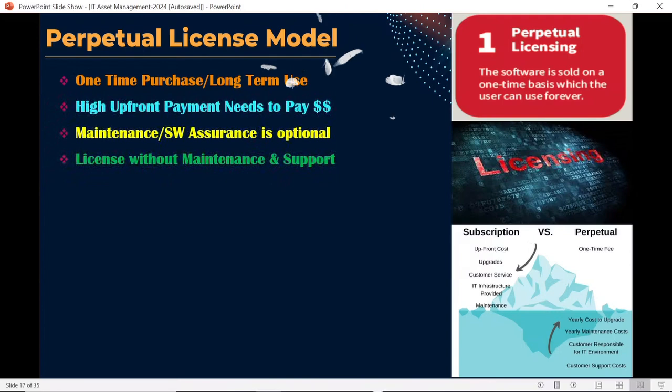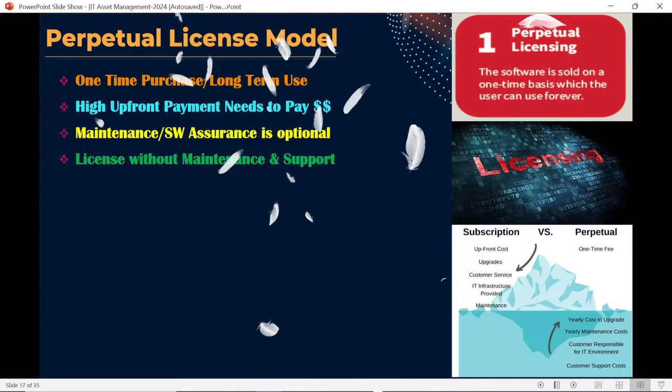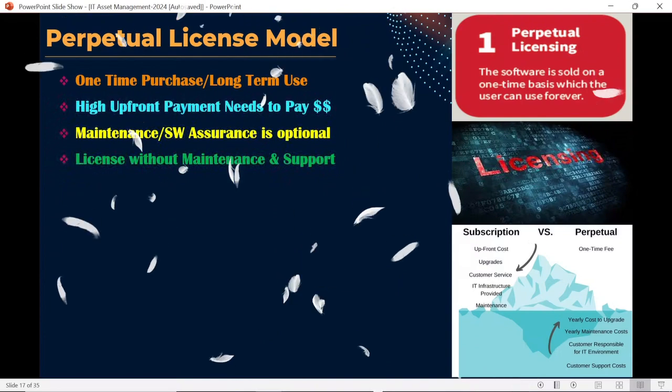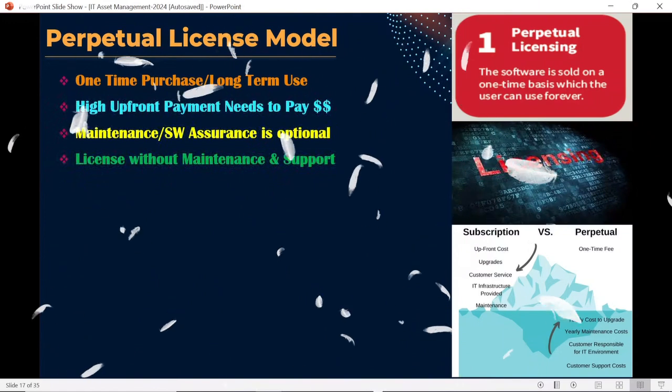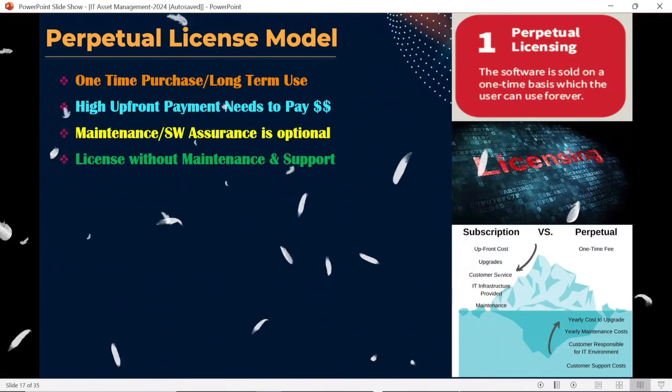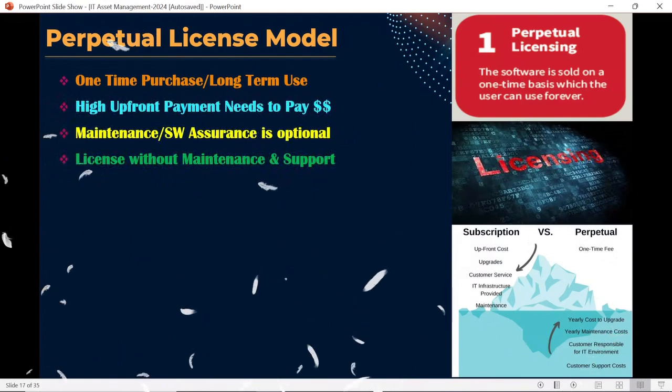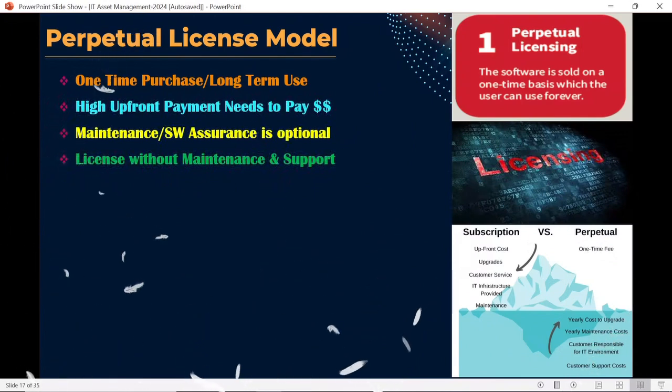You can use that software without maintenance. The category of this software is called license without maintenance. Your license is going to be valid, but you will not have any maintenance and support. You cannot ask the publisher for support and you cannot upgrade your product. You have to stick to the software version which was released at the time of your last renewal. So you have to keep this point in mind while going with the perpetual license model.